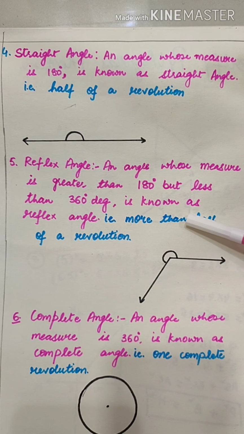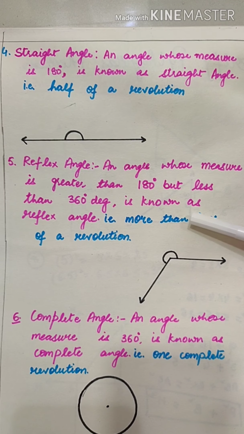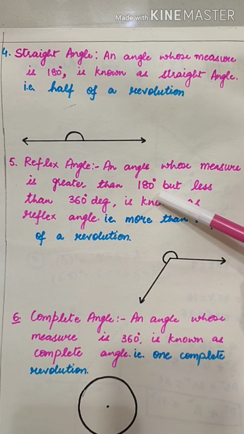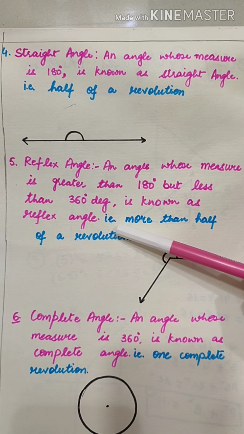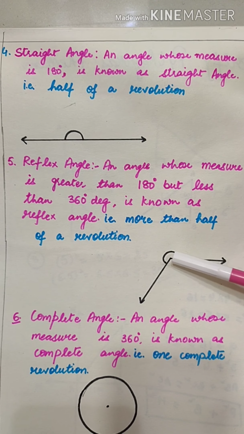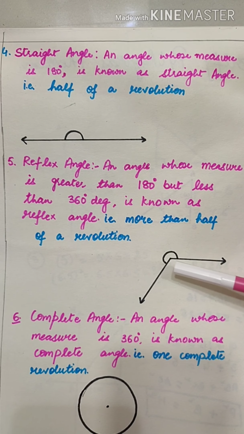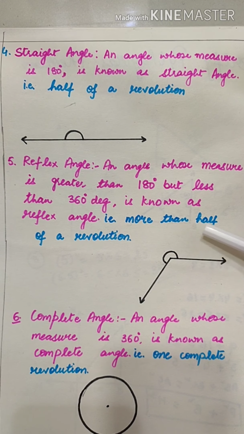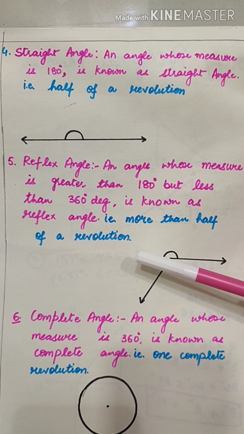So next, number 5 is reflex angle. An angle whose measure is greater than 180 degree but less than 360 degree is known as reflex angle. So this is the reflex angle whose measure is greater than 180 but less than 360. That is more than half of a revolution.